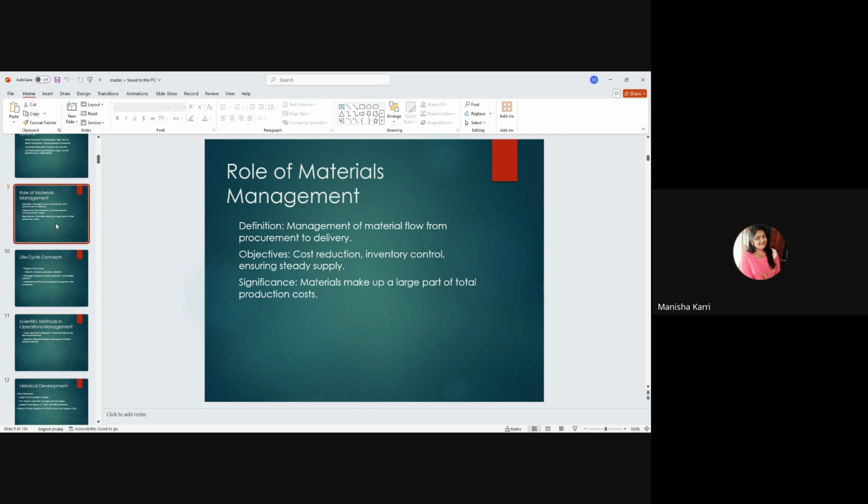So why is this important? It will reduce the costs by optimizing procurement and storage, leading to better profit margins, improve efficiency and maintain the product quality, since only high quality, well-managed materials contribute to high quality end products. Generally it focuses on cost reduction, inventory control and ensuring a steady supply. Material management plays a very important role in making the production processes efficient and more cost effective.